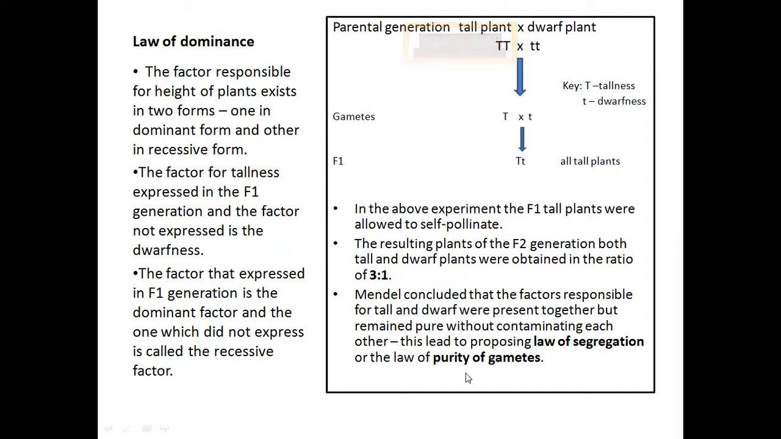Now, we can see here that during gametogenesis, each gamete contained either capital T or small t. Even though they were present together, during formation of the gamete they got separated. So some of the gametes had capital T, some had small t. When the gamete with capital T fused, that gave rise to a tall plant. When the gamete with small t fused, that gave rise to a dwarf plant. So overall, the gametes remain pure, and there is no mixing up of the alleles.